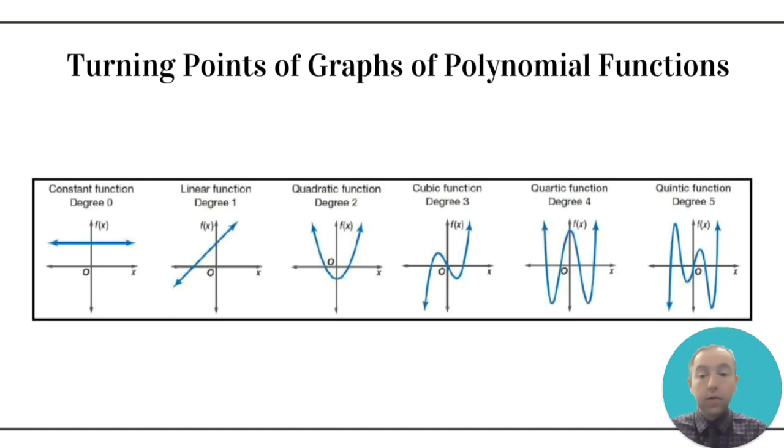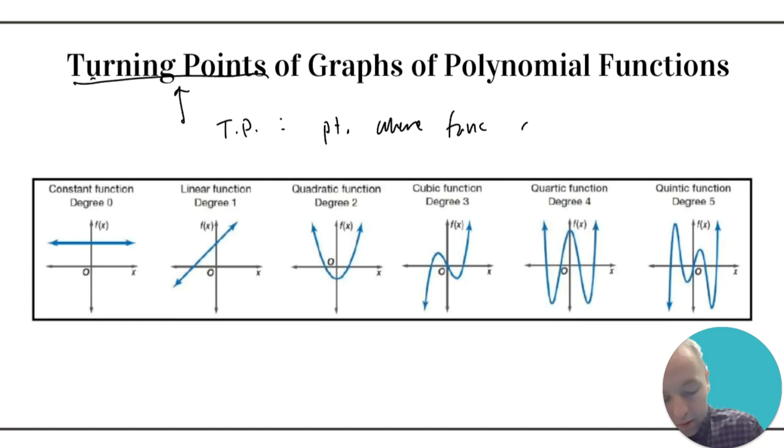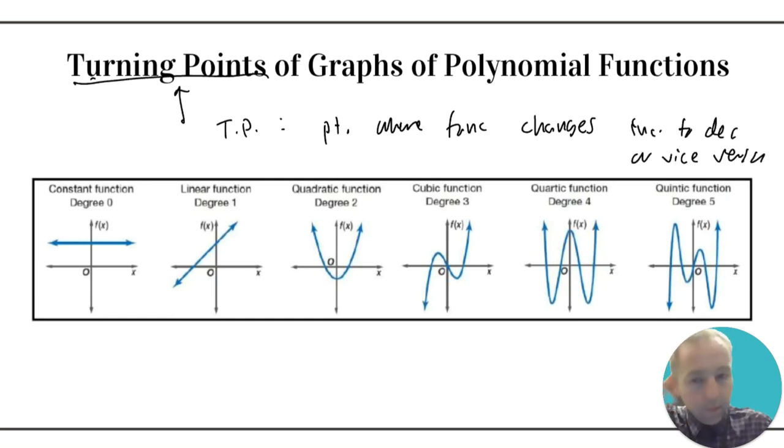So I'm going to bring back this picture that you saw earlier that shows you some polynomial function examples that goes from degree 0 through degree 5. Okay, and what I want you to draw your attention to first of all right here is the turning points in each of these graphs. So remember, when we define turning points, a turning point needs to be a point where the function is going to change from going uphill to downhill or vice versa. So it changes from increasing to decreasing or vice versa, right?